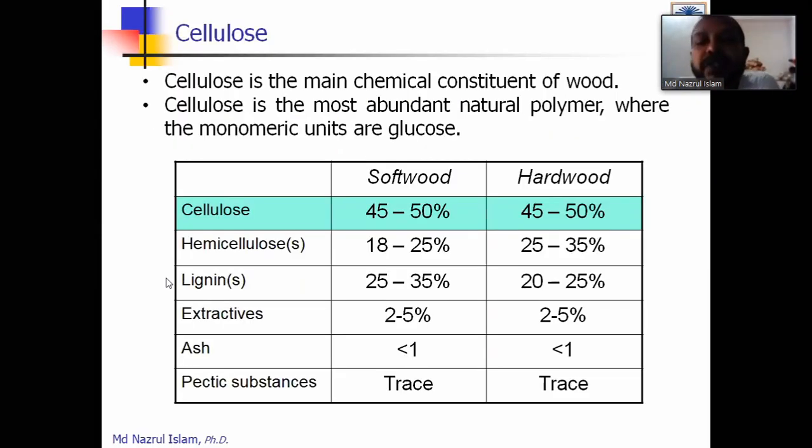Okay, so we'll start with cellulose. Cellulose is the main constituent because it provides the strength to the wood. We even say it gives strength to the tree, and it makes up around 40 to 50%.